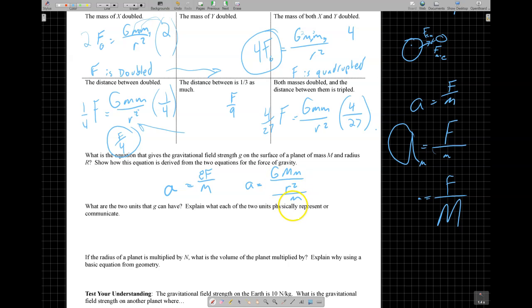divided by m. One of these m's cancel out, and what we have solved for is our acceleration due to gravity. So g equals big G times m over r squared.